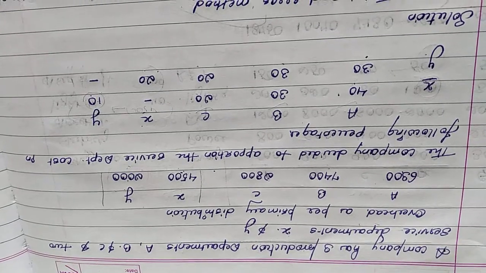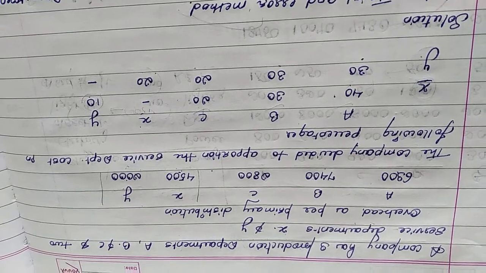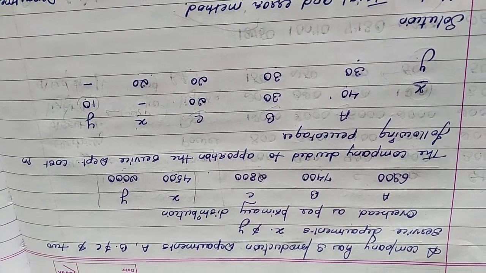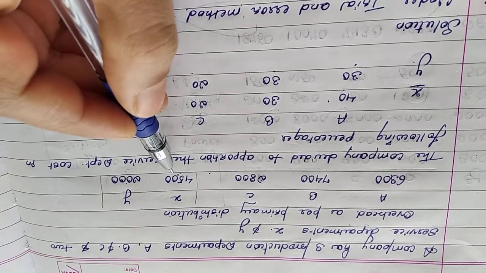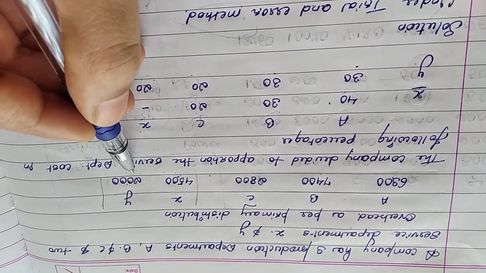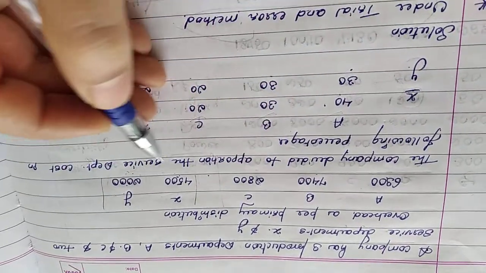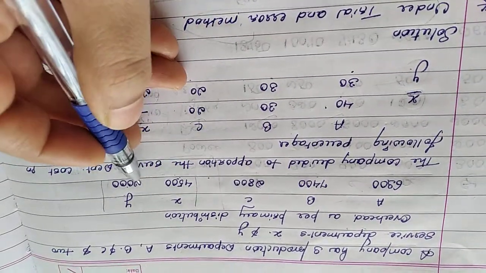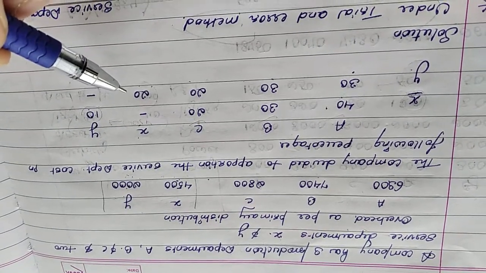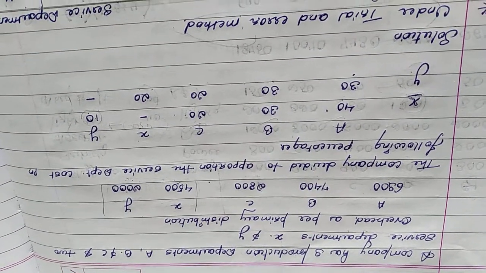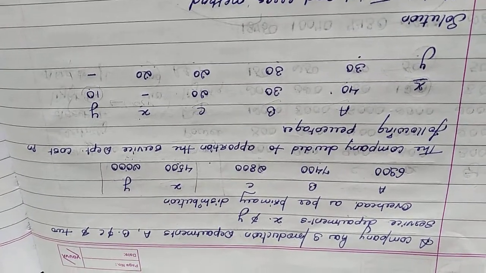We will now show the secondary distribution of overheads under the repeated distribution method. As we have studied earlier, secondary distribution is all about sharing the overheads of the service departments with the production departments. Here we have 3 production departments and 2 service departments, and the percentages are given, the basis on which we are supposed to apportion our overheads from the service department to the production departments.